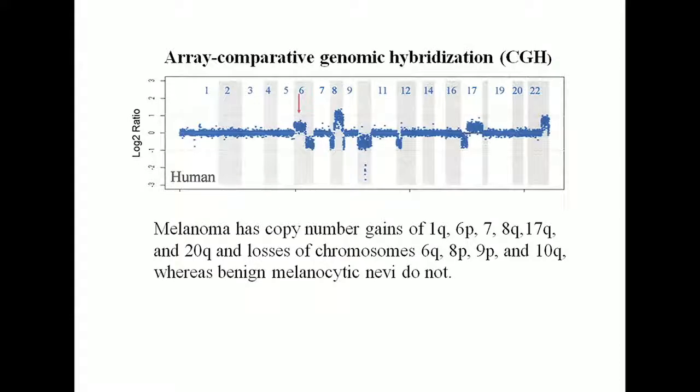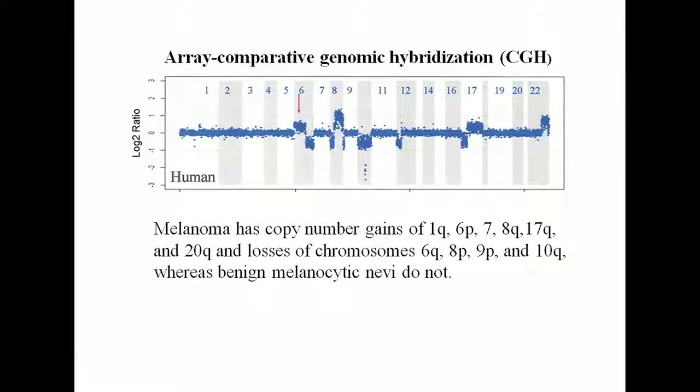So this started in the 1990s when Array-CGH became available. Array-CGH is a technology that allows you to look broadly across the genome for copy number gains and copy number deletions. So rather than doing FISH probes to see if something has amplified or deleted, you can look by these DNA arrays to see this.